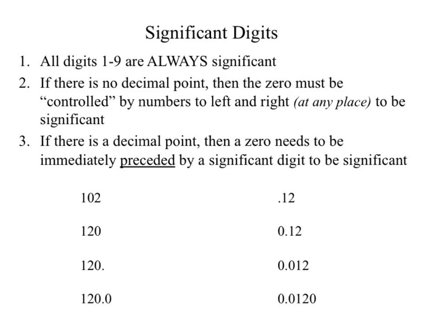If there is no decimal point, okay, for the 0 to become significant, it must be controlled on both sides by a significant digit. Both to the left and to the right of that 0 must be a significant digit. It does not have to be immediately next to it, but it has to be next to it to the left and to the right. Must be specified. If we go through and look for the next rule, if there is a decimal point, then the 0 only needs to be immediately preceded by a significant digit to be significant.